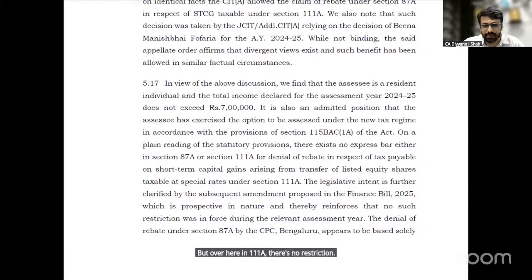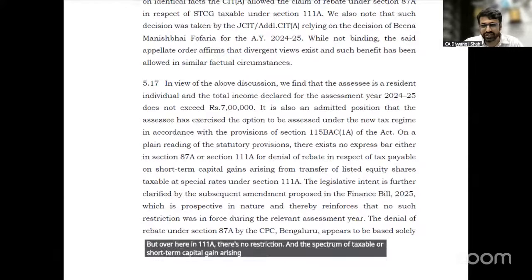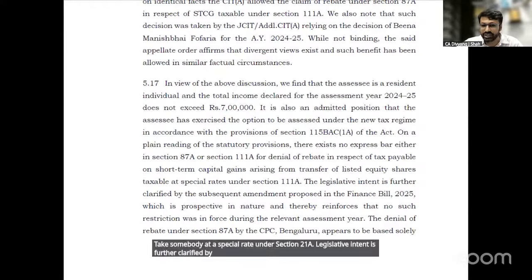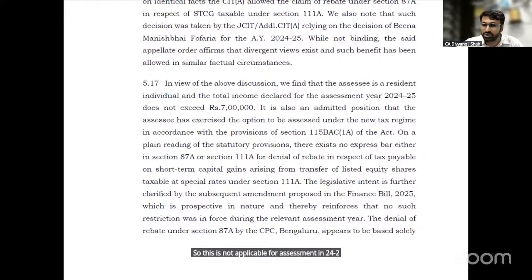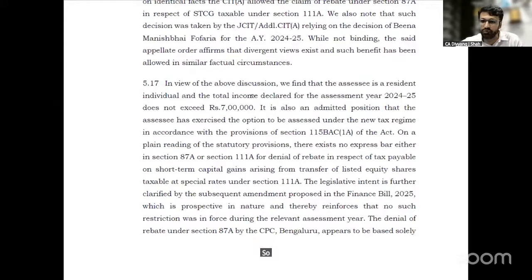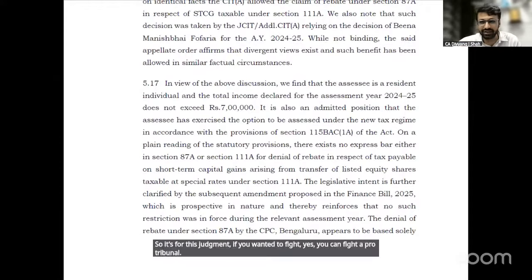In respect of the tax payable on short-term capital gain arising from transfer of listed equity shares, taxable at a special rate under section 111A, legislative intent is further clarified by subsequent amendment. So they have said this amendment will be applicable prospectively, so this is not applicable for assessment year 24-25. This amendment is made by Finance Bill 2025, applicable from assessment year 26-27. If you refer to the amendment. So as per this judgment, if you want to fight, yes, you can fight up to tribunal, but the litigation cost will be higher.